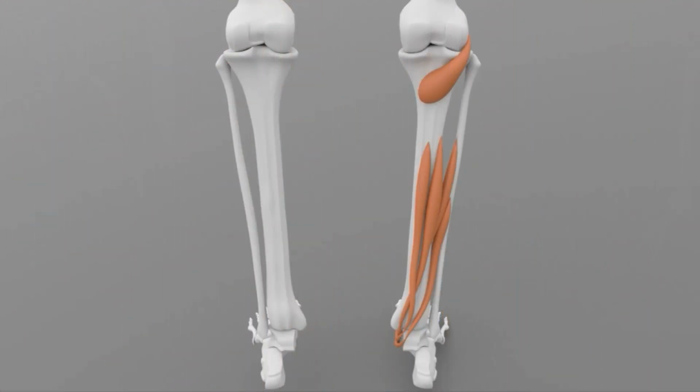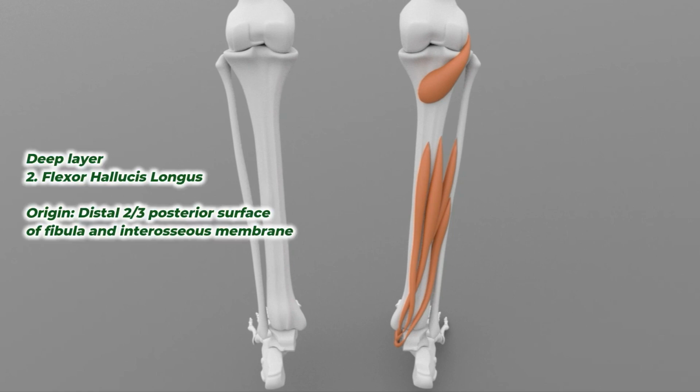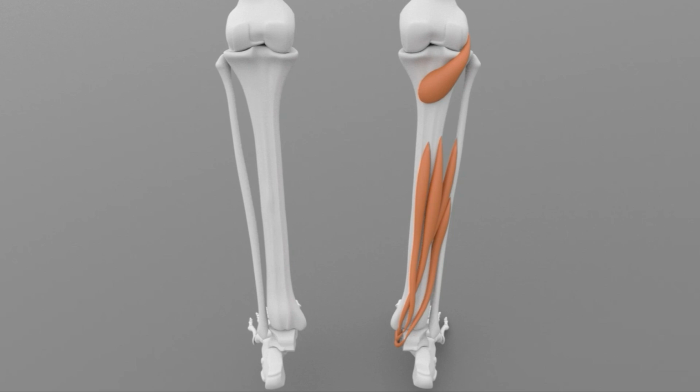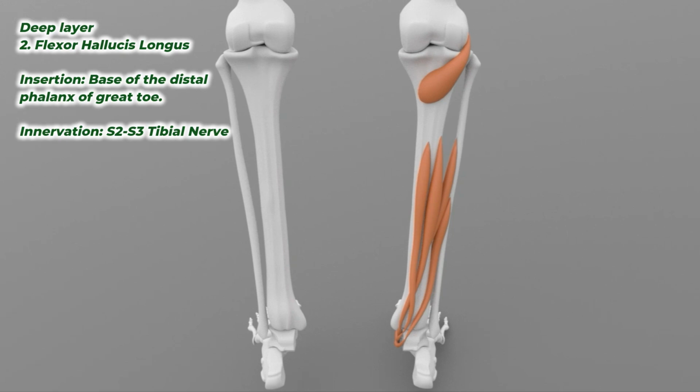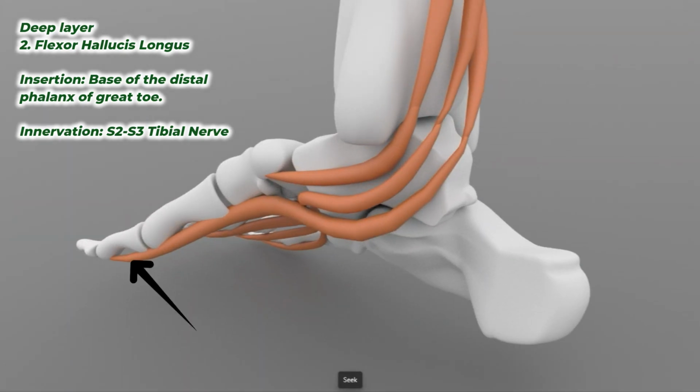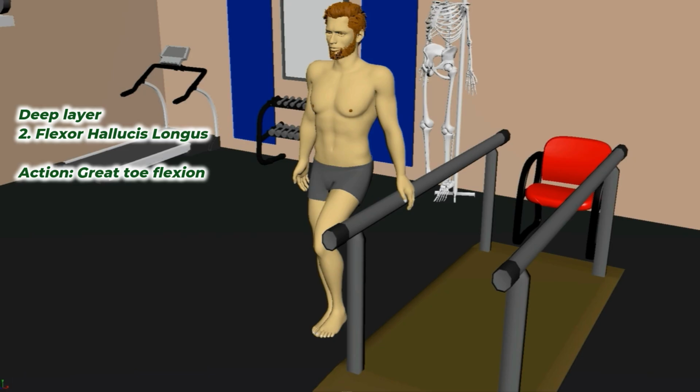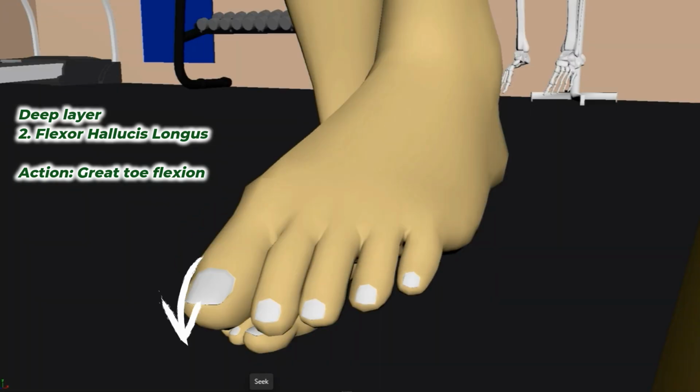The second most superficial of the deep muscles of the posterior leg will be the flexor hallucis longus, which originates from the distal 2/3 posterior surface of fibula and interosseous membrane. It then inserts at the base of the distal phalanx of the great toe. It is innervated by the S2, S3 tibial nerve, and it performs great toe flexion.